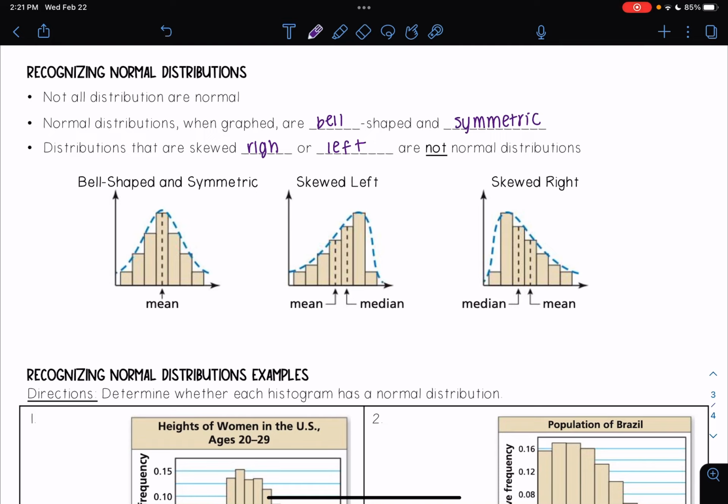So you can see the three different distributions summarized here. The first one we see is bell-shaped and symmetric. And we see here that the mean is actually equal to the median. So the middle of the data is the same thing as the average of the data. Then we have something that's called skewed left, and it's skewed left here. You see the tail is on the left where there's less data and the more data is on the right. And here we see that the mean is less than the median.